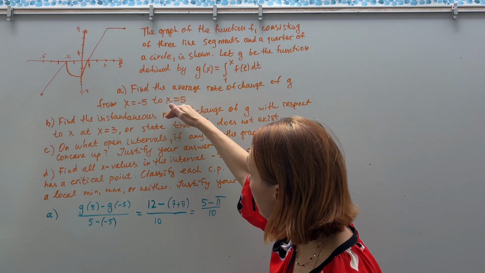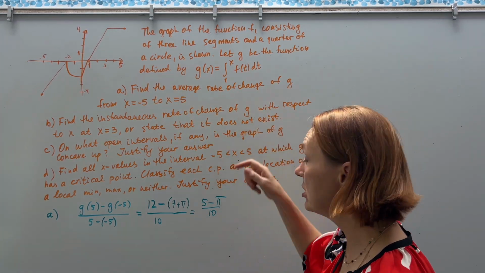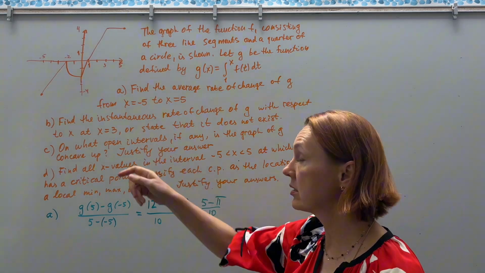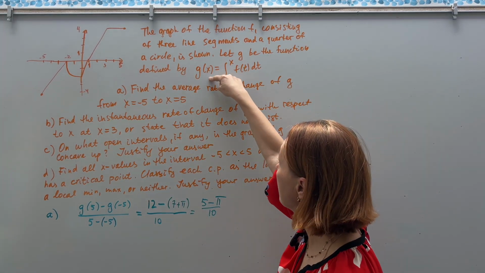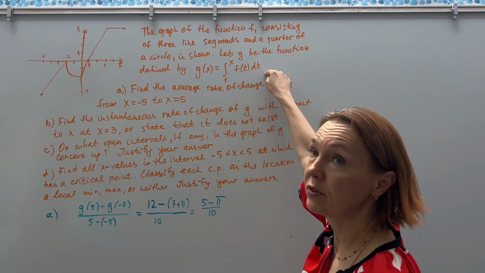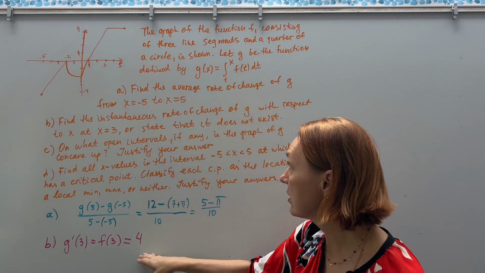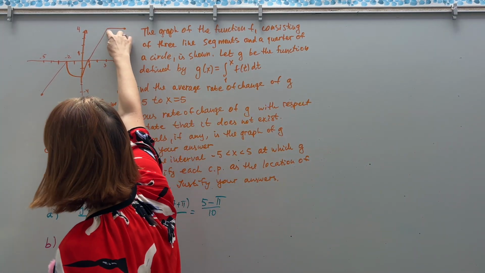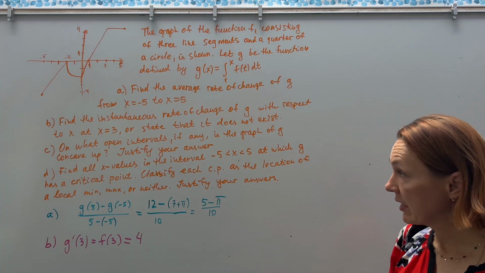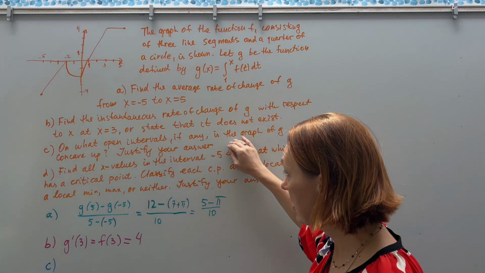For part B, we're looking for the instantaneous rate of change of g, so we're looking for g prime at x equals 3. G prime at x equals 3 is just going to be f of 3. So we're looking for f of 3, and f of 3 is going to be equal to 4. So this coordinate is 4. That's part B. Part C is about concavity.